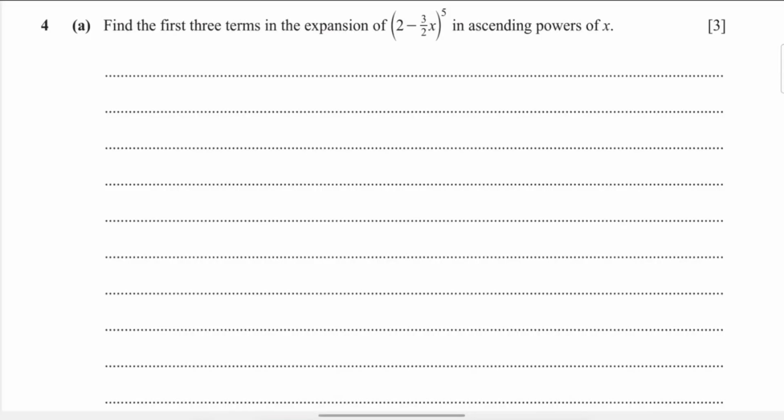So for number 4, we're being asked to find the first three terms in the expansion of (2 minus 3 over 2x) to the power 5 in ascending powers of x, right? And so we'll start with 5 choose 0, then 5 choose 1, then lastly 5 choose 2 to get our first three terms of that expansion.